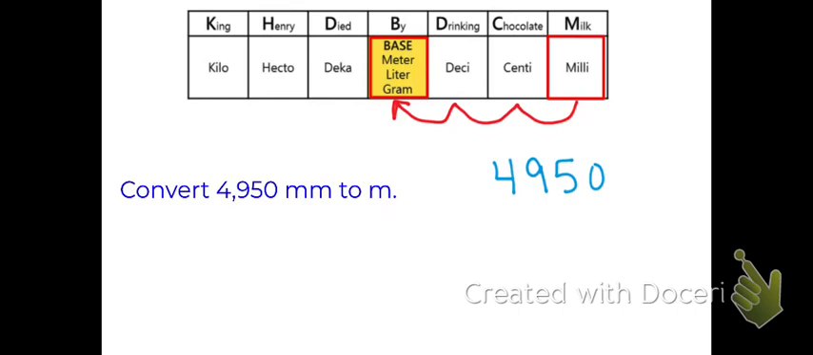So if our decimal point is here, we need to move it over 1, 2, 3 places, 1, 2, 3 places to right here. So that means that 4,950 millimeters is the same as 4.950 meters. And we can take that last 0 on the right off when you're dealing with decimals.